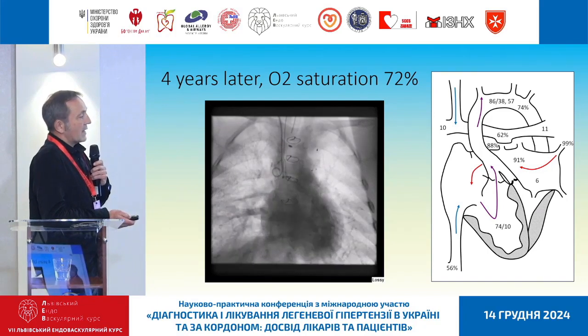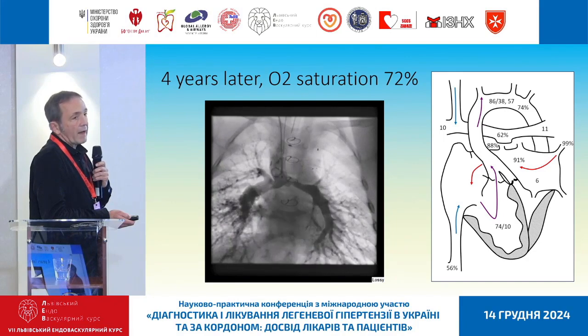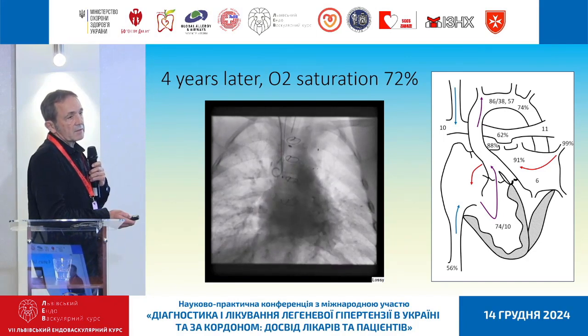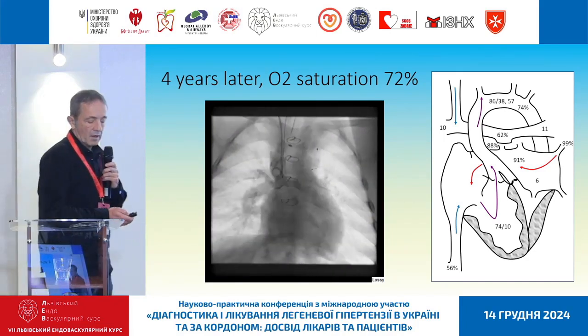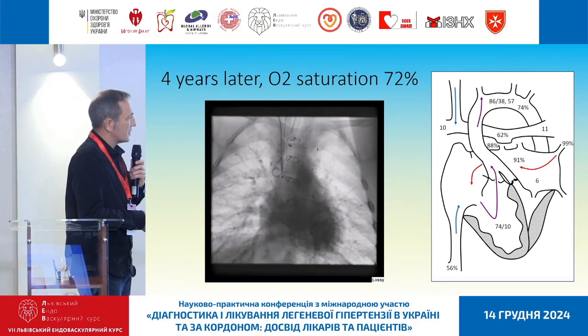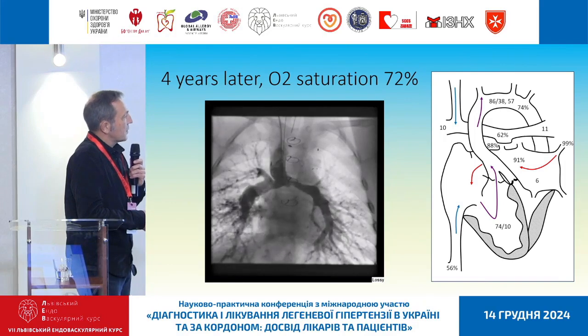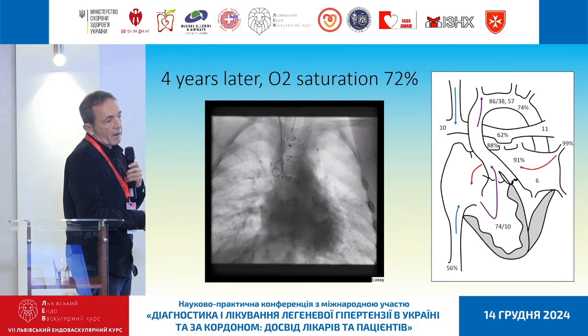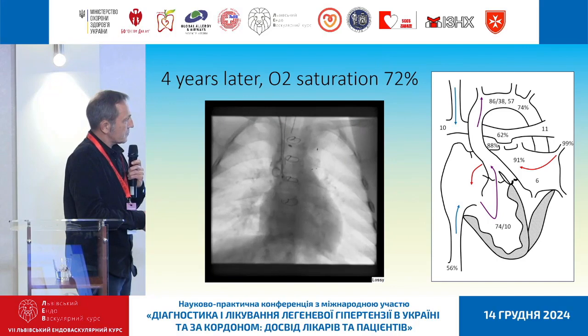So he went on and had his Glenn. This is him 4 years later, and he comes back and his saturations are 72. 72 is a bit low for a Glenn circulation at 4 years. You'd expect it to be higher than that. So he comes to the cath lab and we're thinking, are we going to take him forward for the next stage? And these are the results.